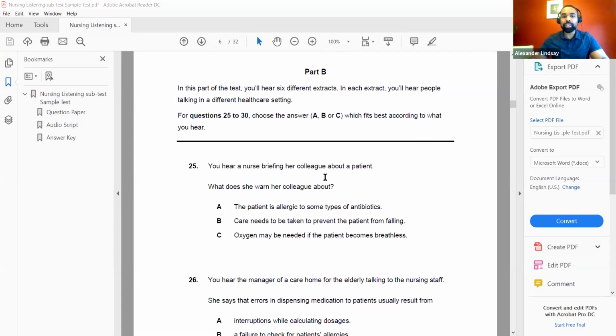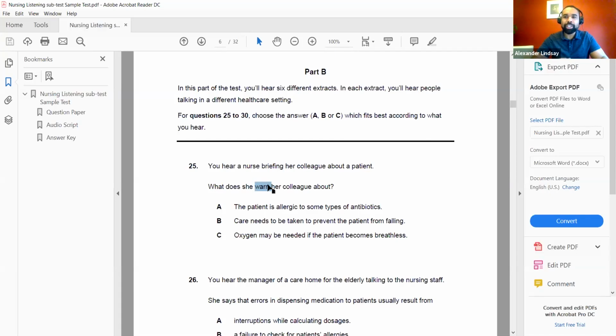It says, you hear a nurse briefing her colleague about a patient. What does she warn her colleague about? So the key word here in the question, well, there's a few key words, but one of them is warn. That tells us the function. It gives us some information about how the exchange is going to occur. A warning is going to happen.